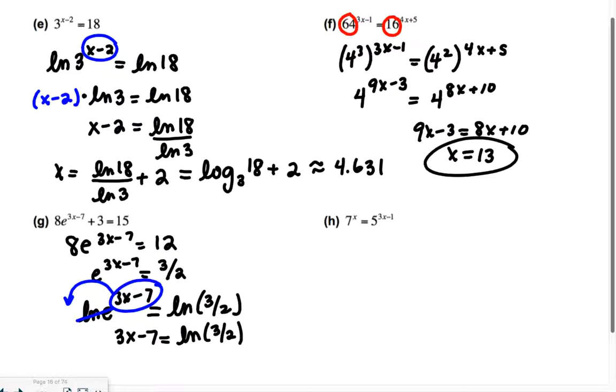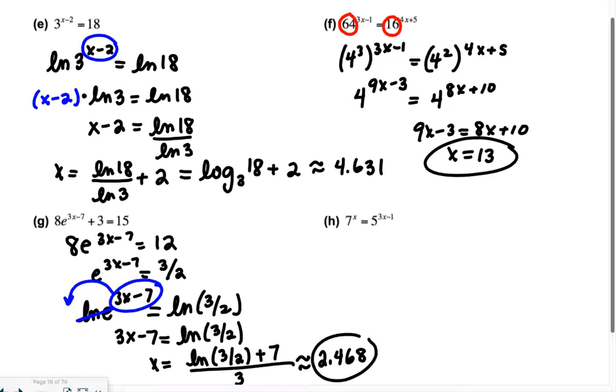Tricky, tricky. All right, so we're going to add the 7 over and divide by 3. Our exact answer is going to look kind of funky: natural log of 3 over 2 added to 7, all divided by 3. So let's get our decimal answer. Natural log of 3 over 2 in the parentheses, added to 7, hit enter, and then divide everything by 3. You should get 2.468 for your rounded answer. Okay, feeling pretty good with these?